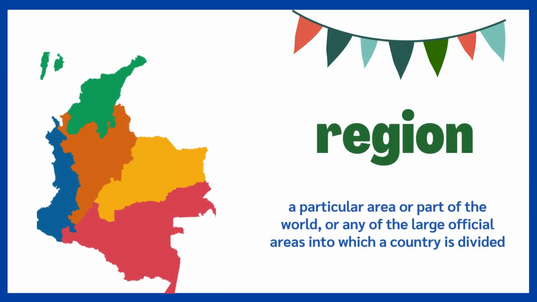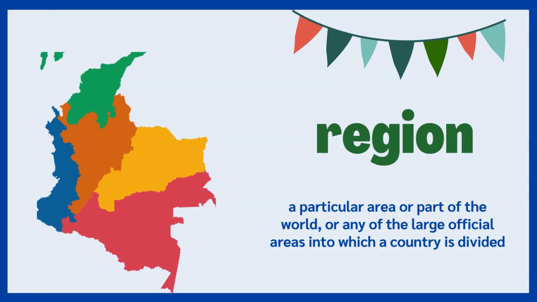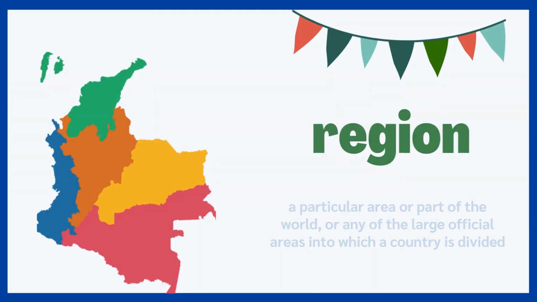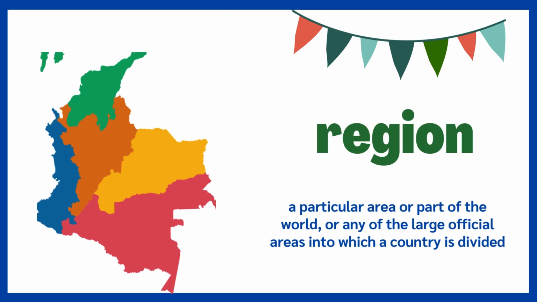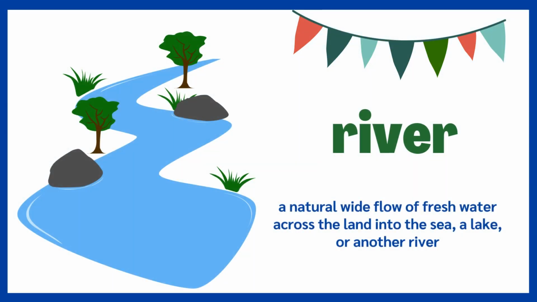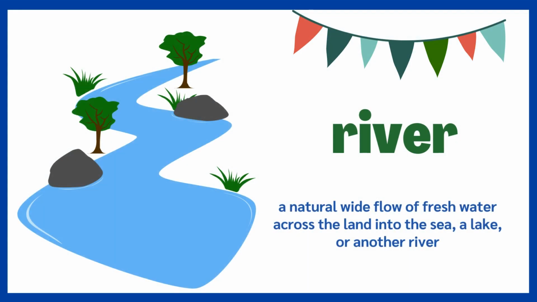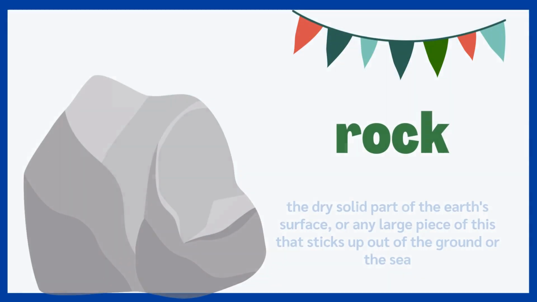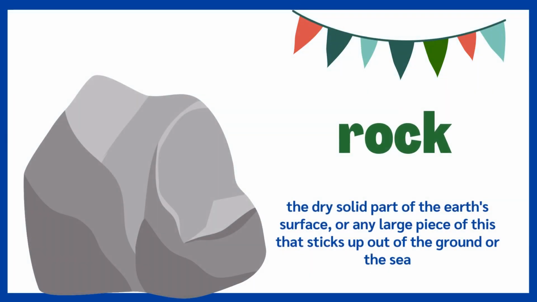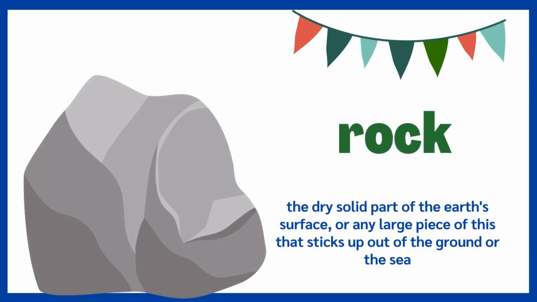Region. A particular area or part of the world, or any of the large official areas into which a country is divided. River. A natural wide flow of fresh water across the land into the sea, a lake, or another river. Rock. The dry solid part of the Earth's surface, or any large piece of this that sticks up out of the ground or the sea.